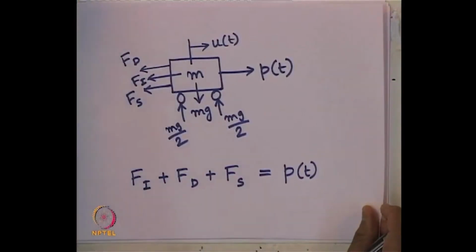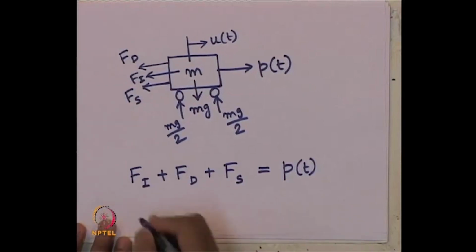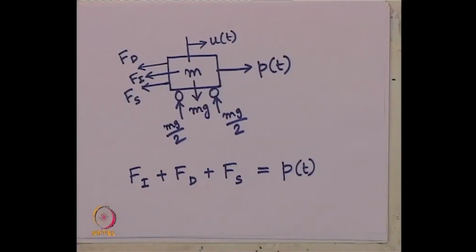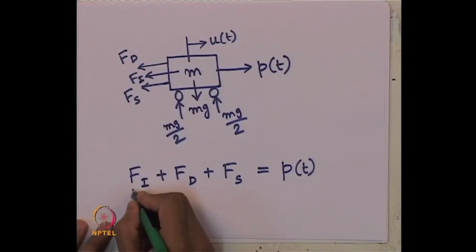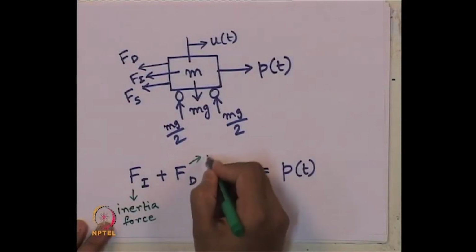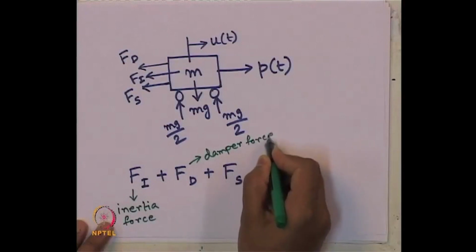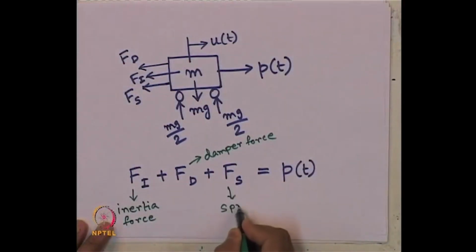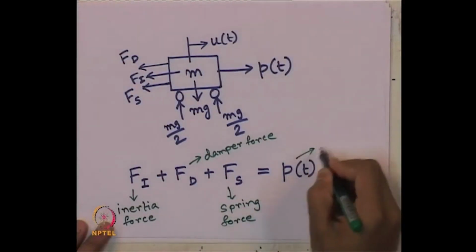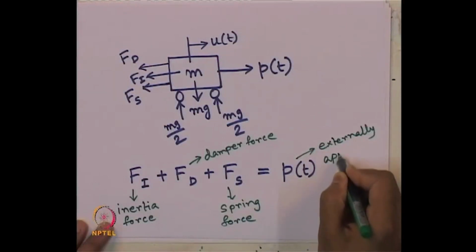Now, let us look at the behavior of each of these three forces. So, here what are these three forces? Let us write it once again. This F I is called inertia force, F D is called damper force, and F S is called spring force, and P of t is the externally applied dynamic load.